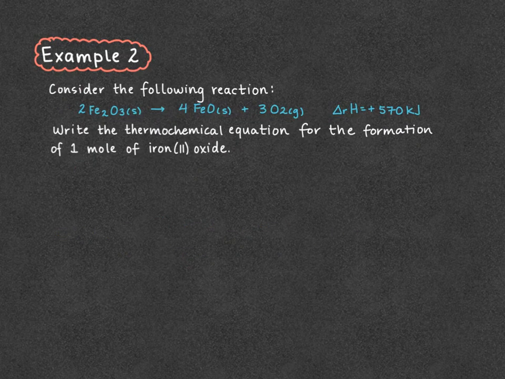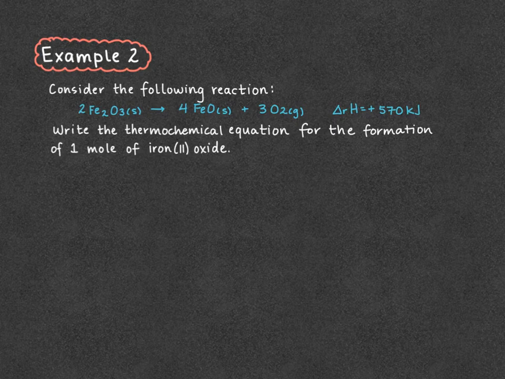Our second example, so we have the reaction, the decomposition of iron 3 oxide. So it forms iron 2 oxide and oxygen. And we have an endothermic reaction in which 570 kilojoules of energy is absorbed when this reaction takes place. So we're going to rewrite this for the formation of 1 mole of iron 2 oxide. So we have 4 currently, we're going to rewrite for 1.